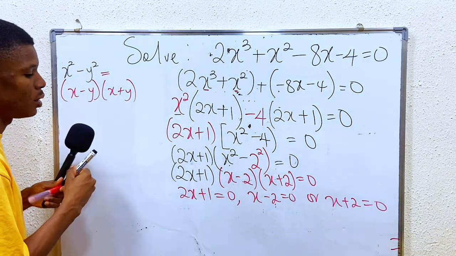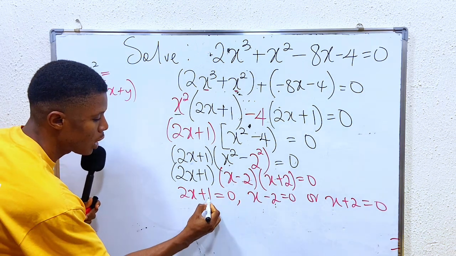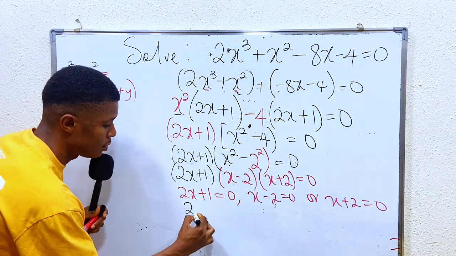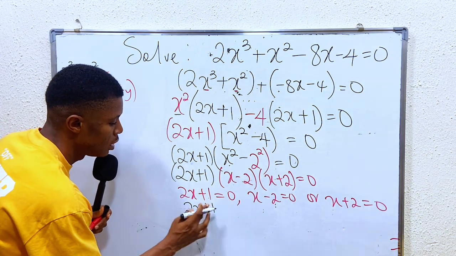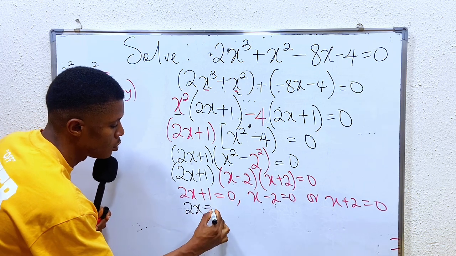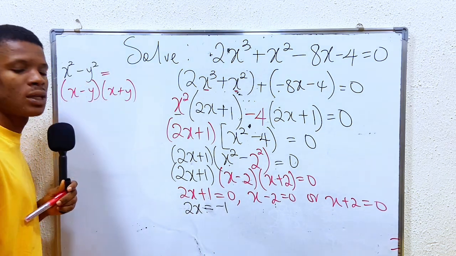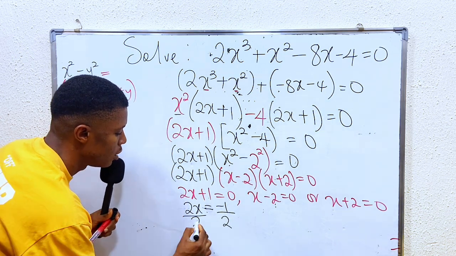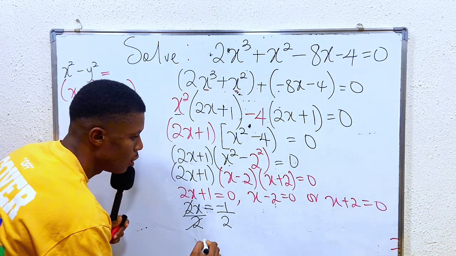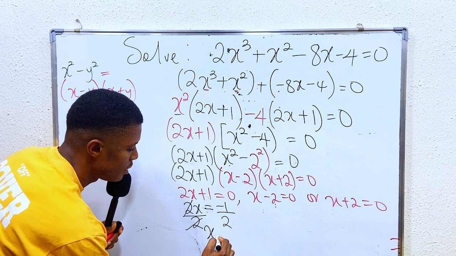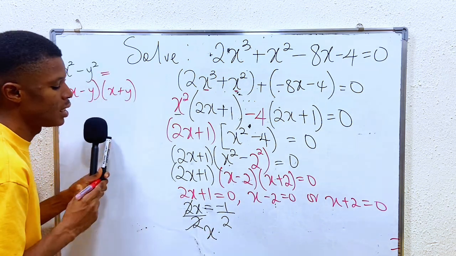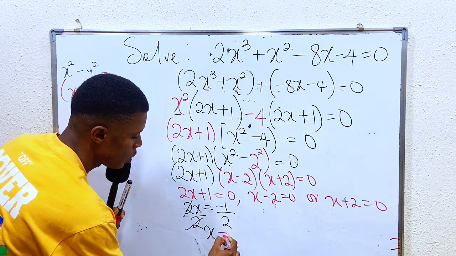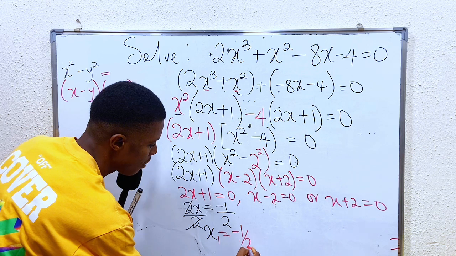So for the first one, what do we do? We subtract 1 from both sides. If you do that, 2x will now be equal to minus 1. To get x, we'll divide through by 2 and divide through by 2. If you divide through by 2, you observe that x1, the first value for x, is equals to minus half.